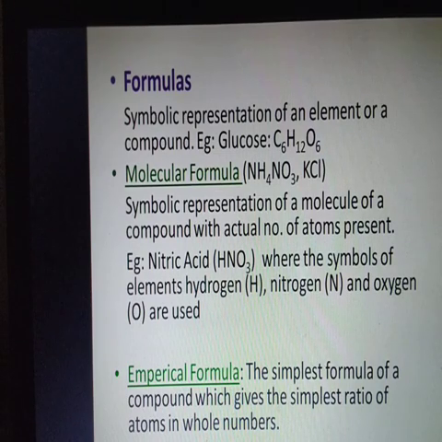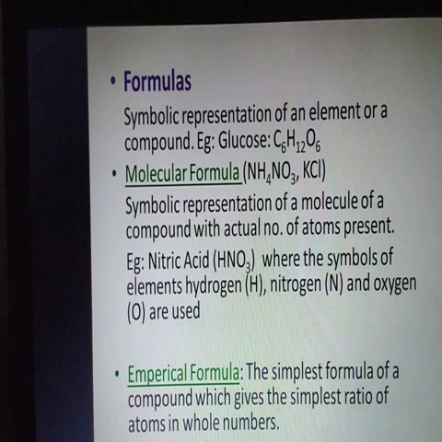Coming to the next, the molecular formula. It's a symbolic representation of a molecule. There are two types of formulas: one is the molecular formula, and another, a new term, is the empirical formula. You didn't read this term in the previous class; you're coming across empirical formula for the first time in class 9.